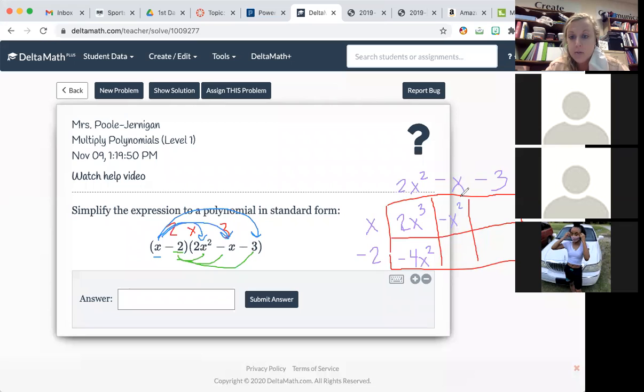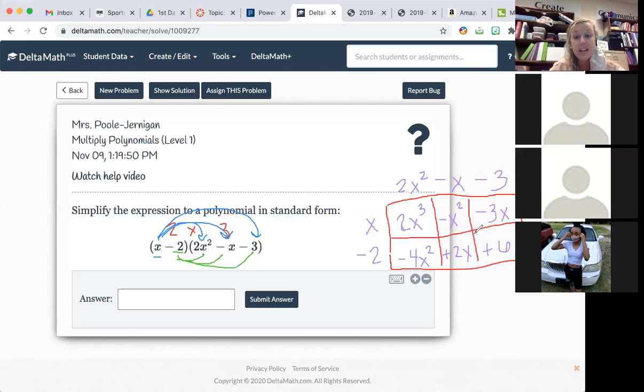And then we got -2 times -x, which is +2x. And then -3 times x, which is -3x. And then -2 times -3, which is +6. So that's what I got when I multiplied everything. Now remember, your final answer has to be simplified.